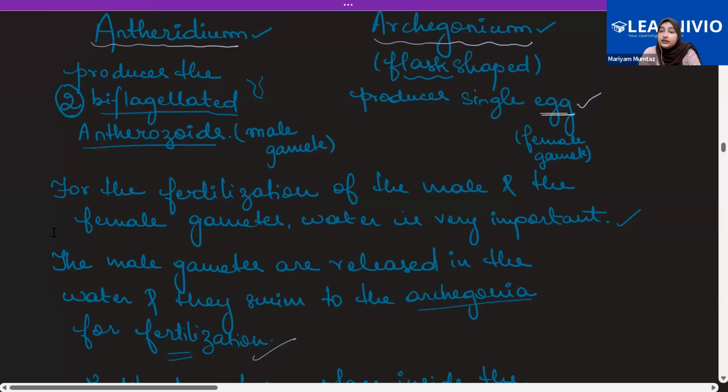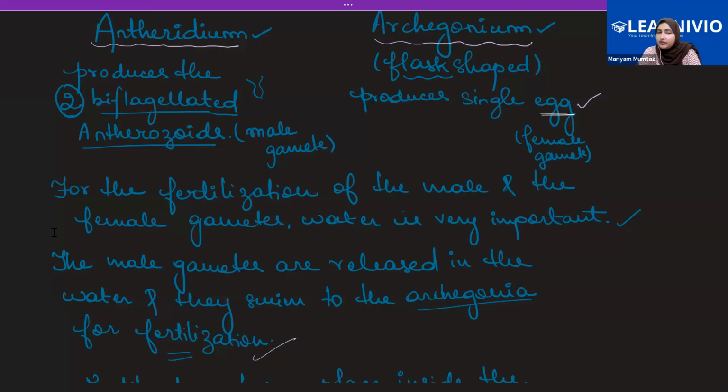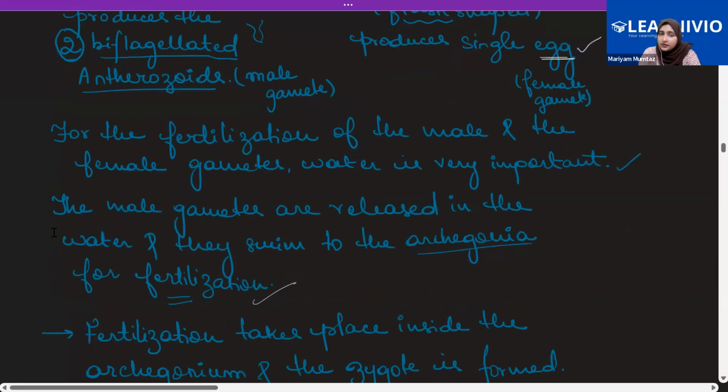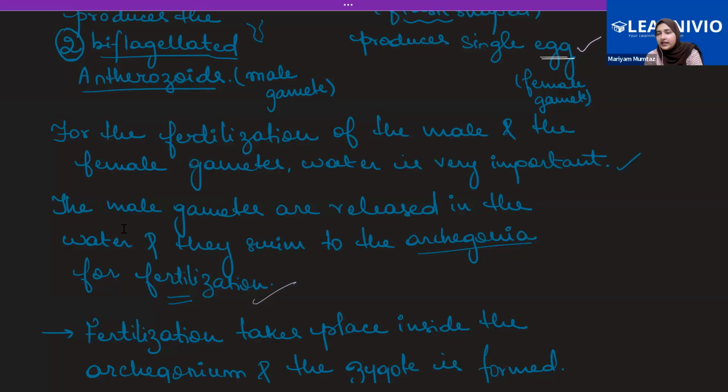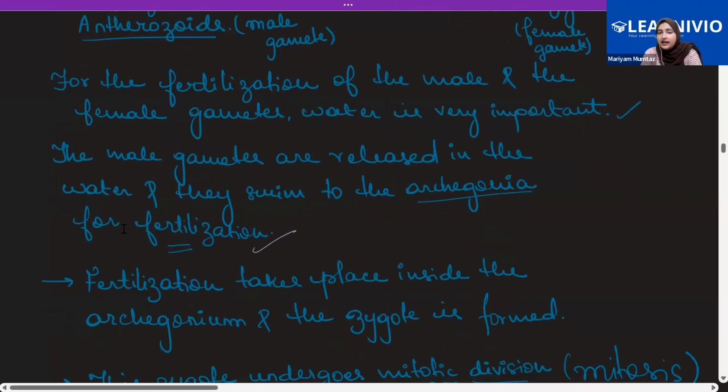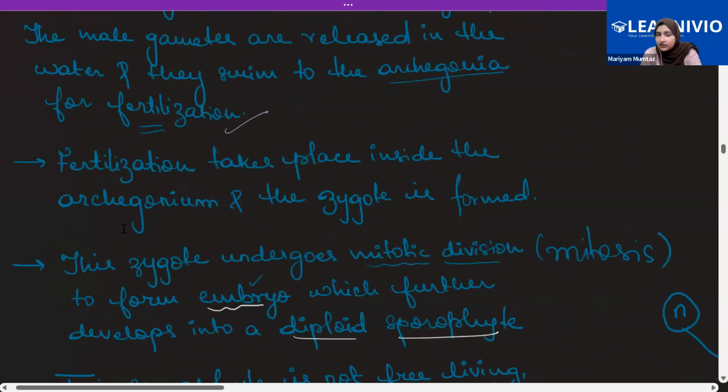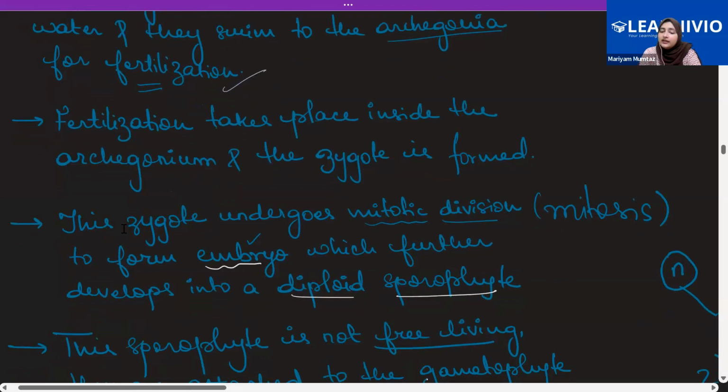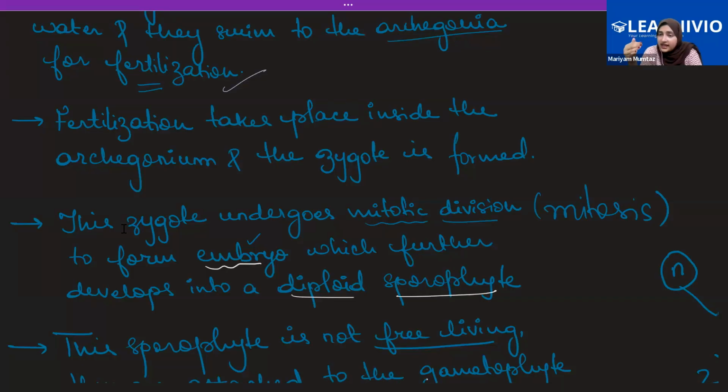Now, for the fertilization of this male gamete with the female gamete, water is very important. So once the gametes are formed, the male gametes get released in the water, and then with the help of their flagella, they swim to the archegonia for fertilization. Once they reach the archegonia, they reach the egg cell and fertilize. A zygote is formed, and further the zygote will start going through different divisions, which are called mitotic division. From the zygote, an embryo will be formed, and now this will develop into a diploid sporophyte.